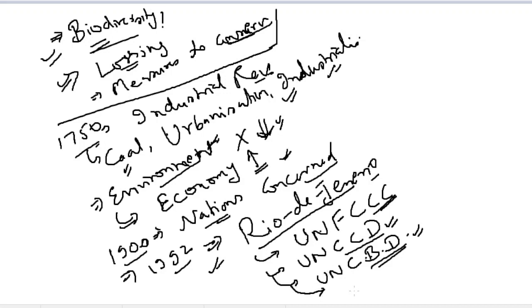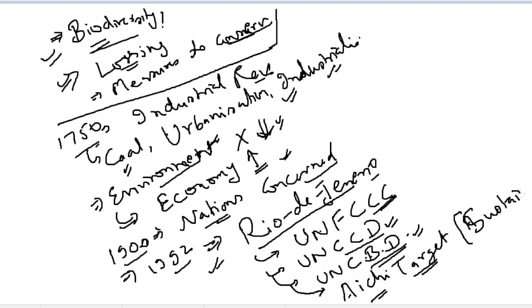And another outcome was the Aichi targets. These targets were for reducing the anthropogenic loss of environment and hence promoting sustainable development. So these targets were all about sustainable development and environmental conservation. These targets were to be achieved by 2020.